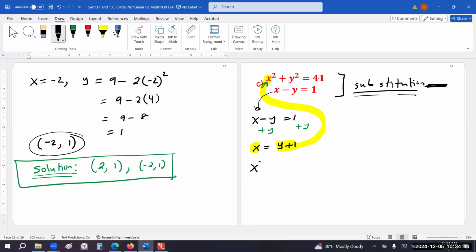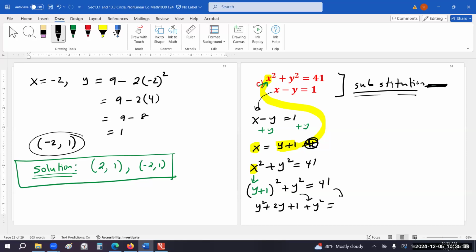So we have x squared plus y squared equals 41. I'm not going to write x squared. Instead, we are going to replace that with y plus 1. So it's y plus 1 squared plus y squared equals 41. I substituted x with y plus 1 because x is y plus 1 in this equation. So you're going to use FOIL. You get y squared plus 2y plus 1, and you also have another y squared, equals 41.